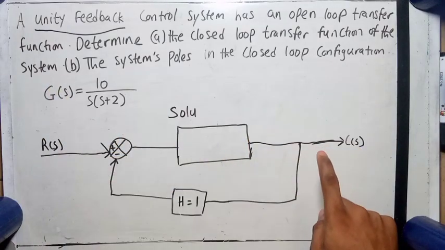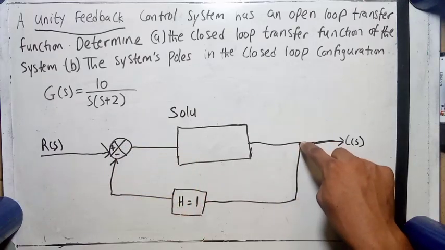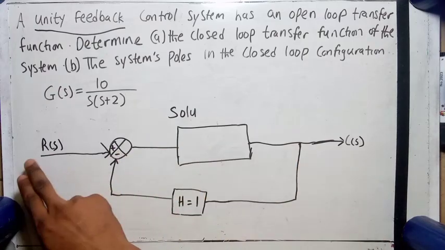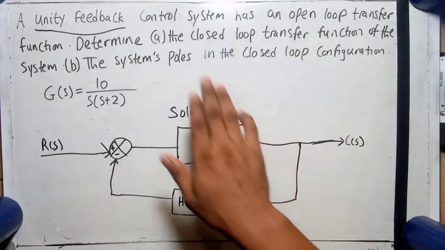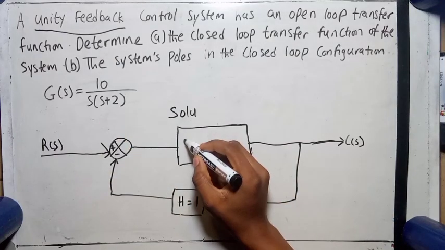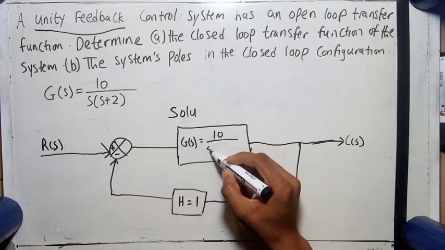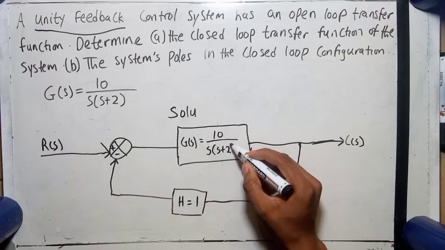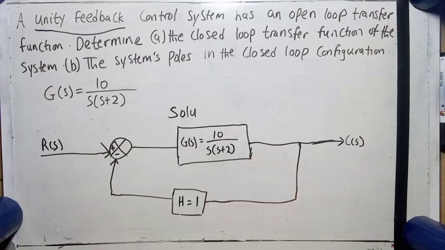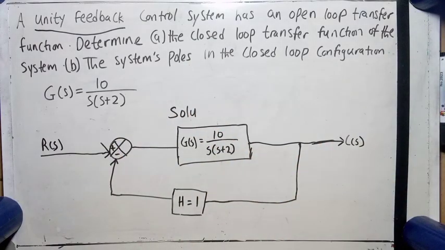This is our open loop. Where the closed loop started from was this branching point. This was what formed the closed loop, but only this straight line is our open loop, and they're telling us that the transfer function on just that straight line is this. So we're given that our G of S over here is 10 over S bracket S plus 2. Now they say we should determine the closed loop transfer function of the system. That was the first thing. And the second one is for us to find the pole.